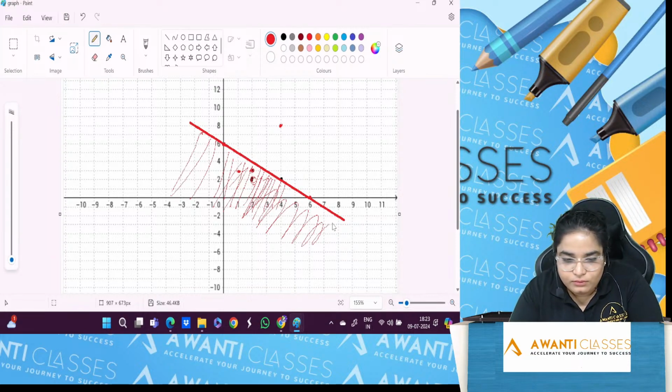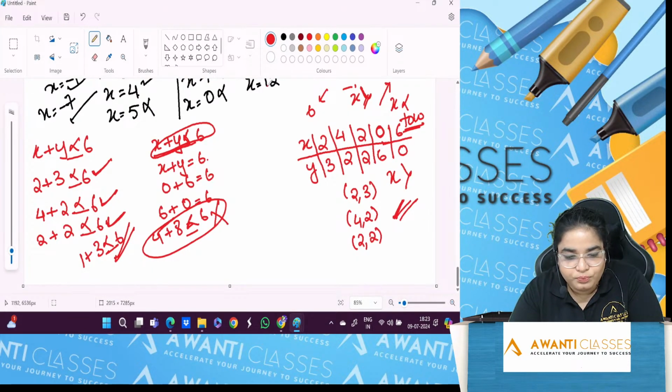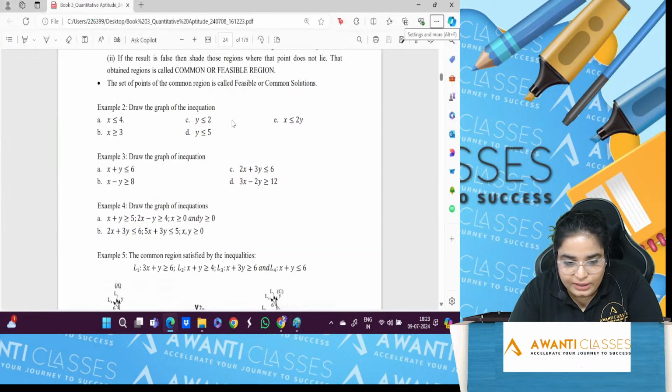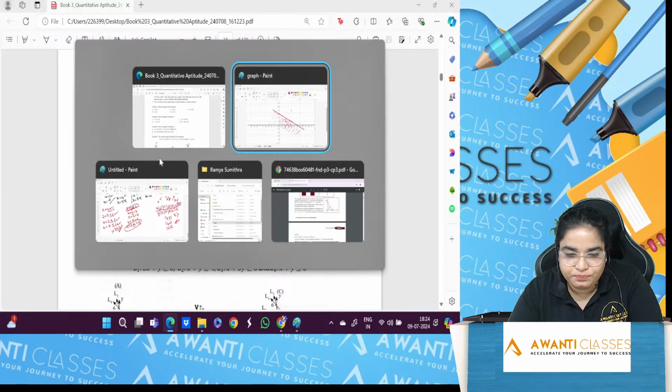Thank you. Now let us try the next one. What does it say? It says x minus y is greater than or equal to 8. X minus y should be greater than or equal to 8.